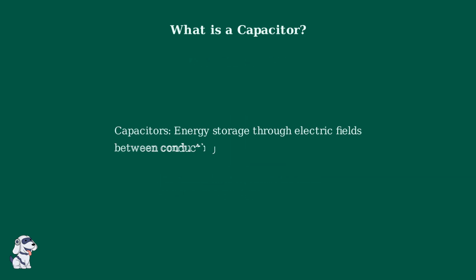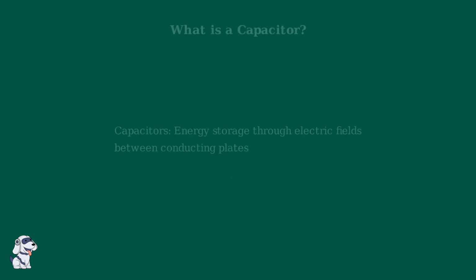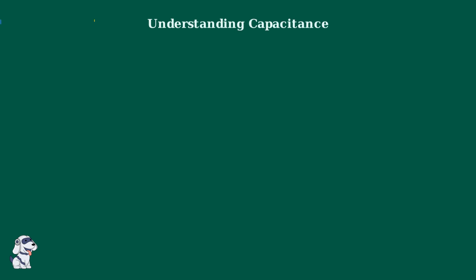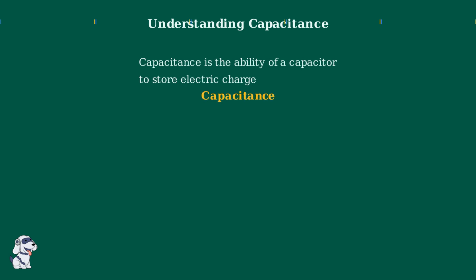In summary, capacitors are fundamental components that store electrical energy by creating electric fields between conducting plates separated by insulating materials. Capacitance is a fundamental property that determines how much electric charge a capacitor can store. Understanding this concept is crucial for working with electronic circuits. Capacitance represents how effectively a capacitor can accumulate and hold electrical charge when voltage is applied across its terminals.